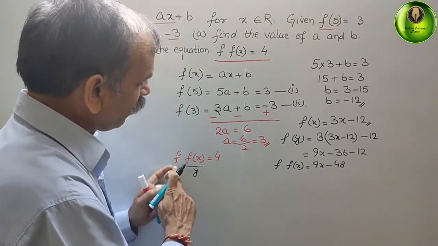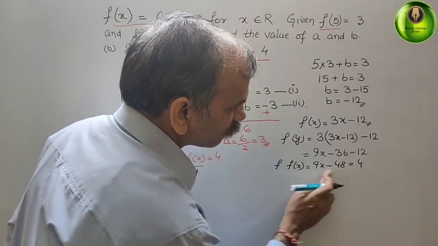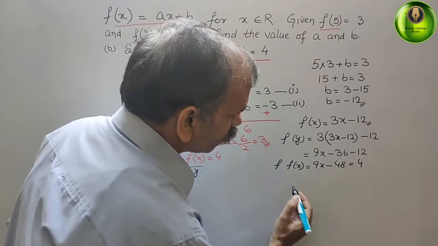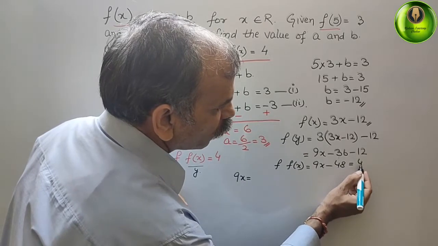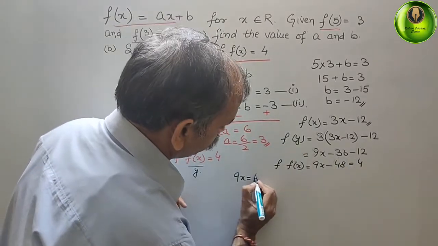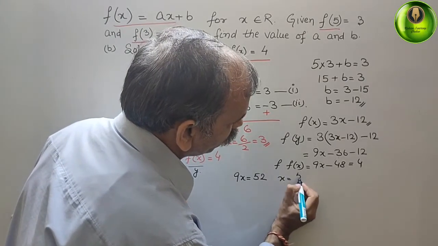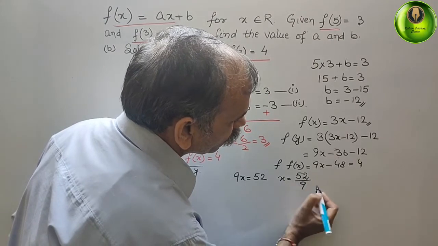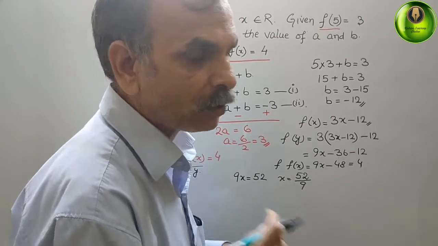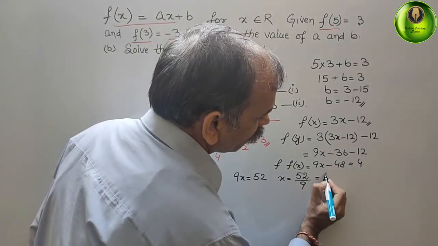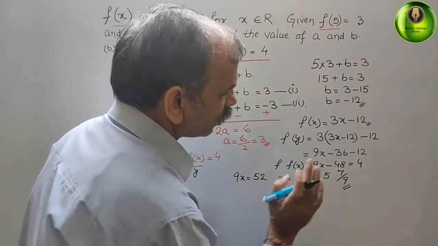But they have given you f(x) is equal to 4. So that means this is equal to 4. Now solve this. You will get 9x is equal to 4 plus 48 is 52. Therefore, x is nothing but 52 by 9. If you write it in mixed fraction, it will be 5 and 7 by 9. So this is your answer for that.